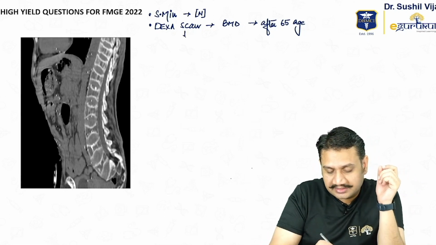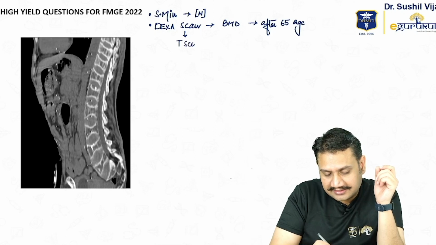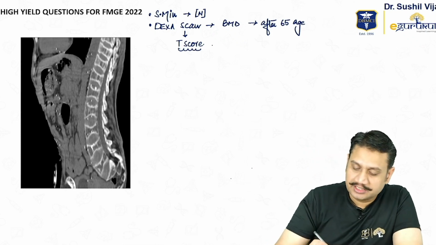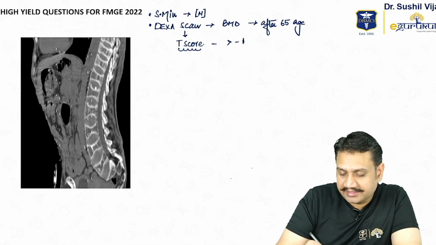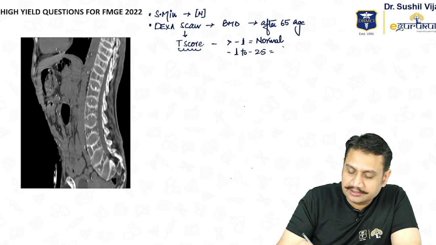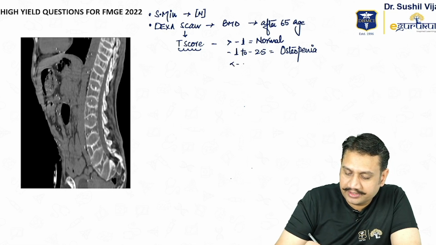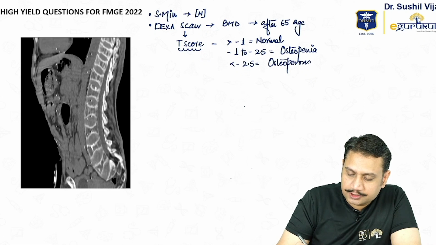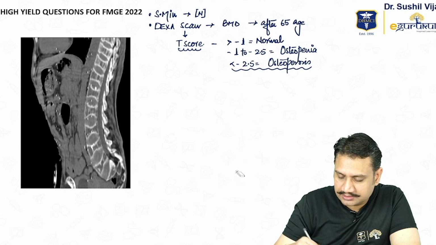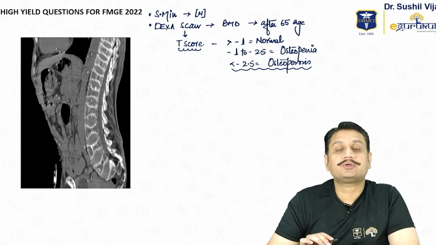So what do we measure in the DEXA scan? We measure something known as the T-score. And what is the T-score? First, it tells you the information. So T-score, anything better than -1 is considered normal. If the T-score comes between -1 to -2.5, it is considered osteopenia. That would be osteopenia. And anything going less than -2.5 is definitive osteoporosis. So when the T-score goes below -2.5 is what you definitely call osteoporosis.